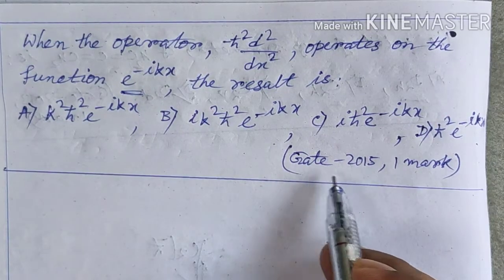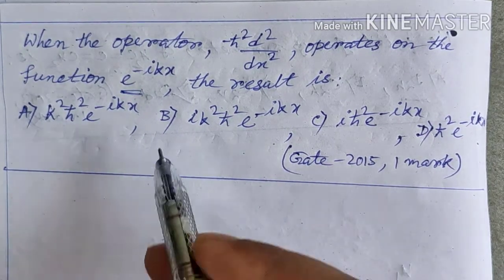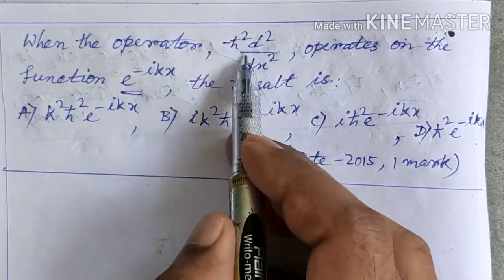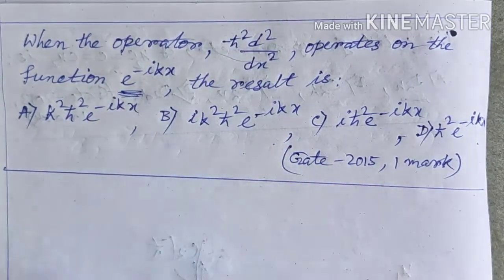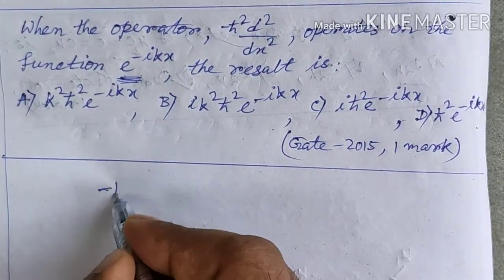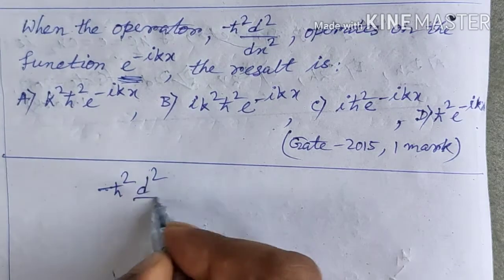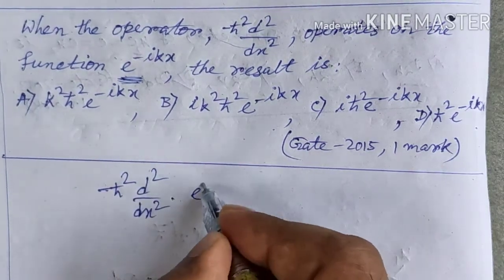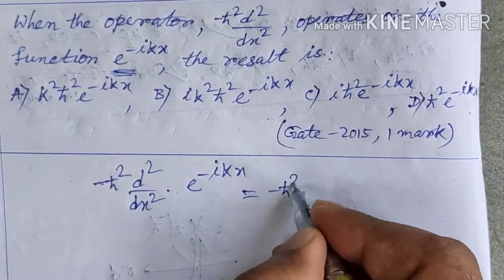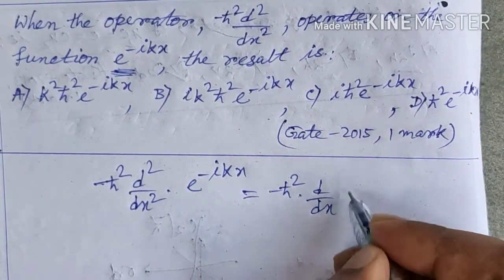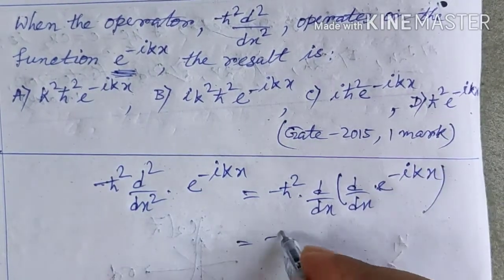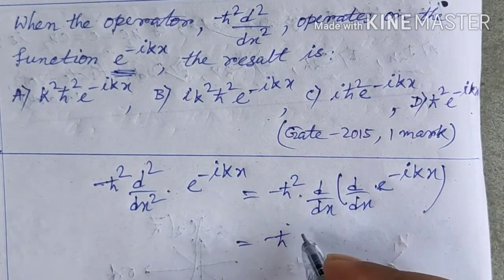This question came in GATE 2015 for 1 mark. This is a very easy question. It asks for the result of operating this operator on this eigenfunction, on this function. Now let's see what happens if we operate the given operator on the given function. It is just simple differentiation, nothing new.